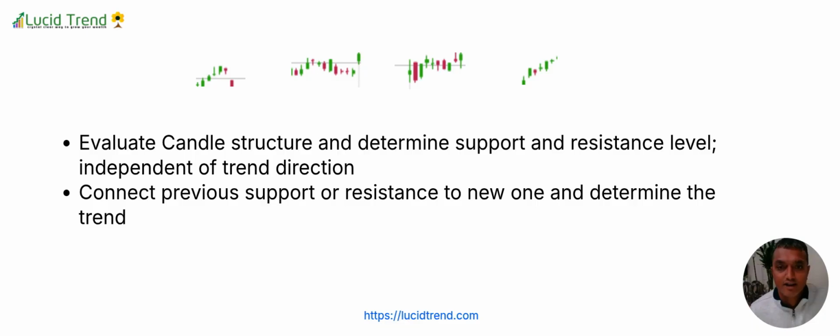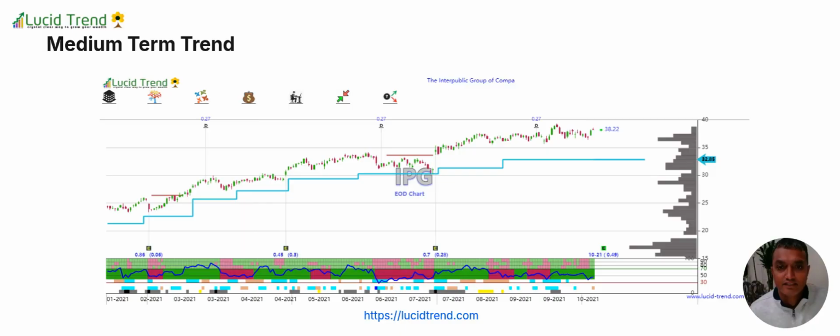For our long and medium-term trend-following method, we evaluate the candle structure and determine support and resistance levels based on the current candle structure. In the following 2 charts, we demonstrate how Lucid Trend concludes support and resistance lines around those candle structures and determines the trend. Let's see the chart with medium-term trend.